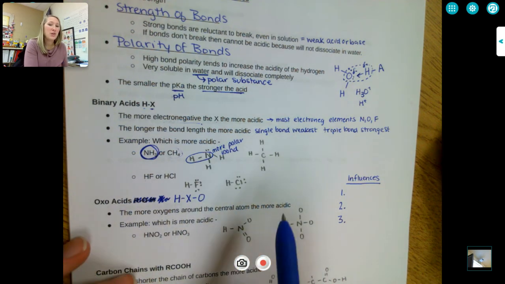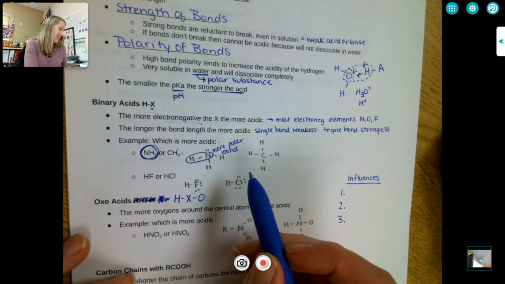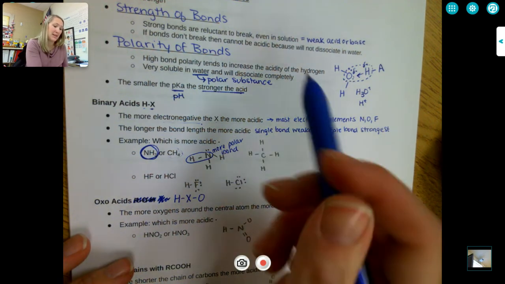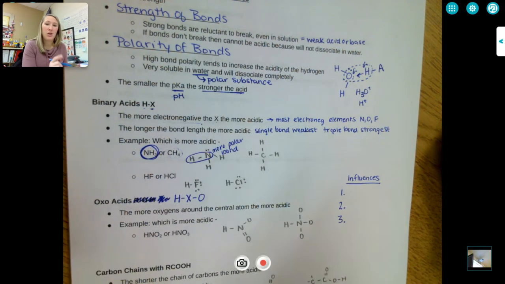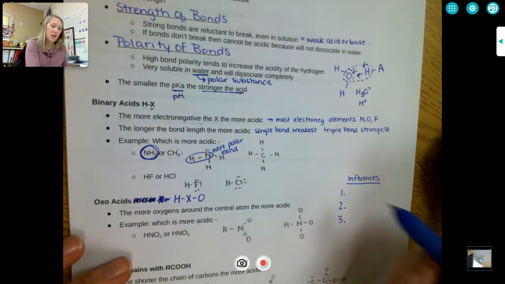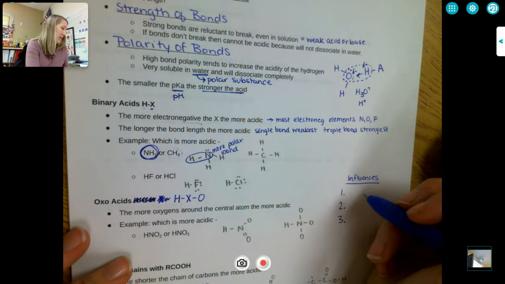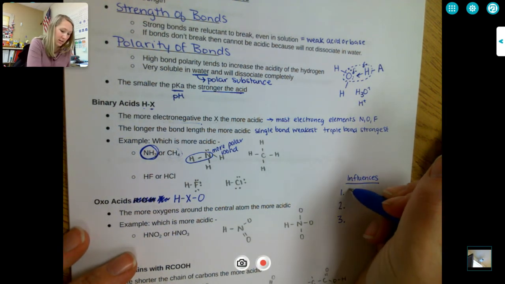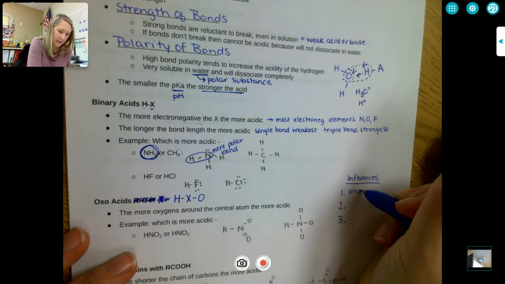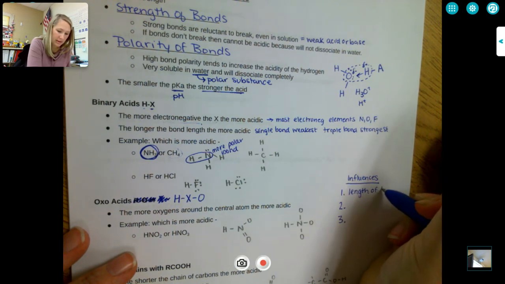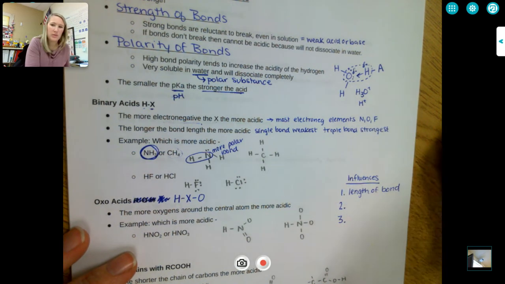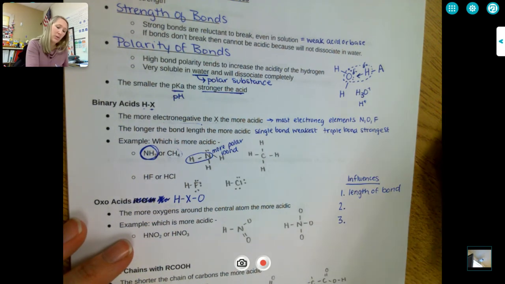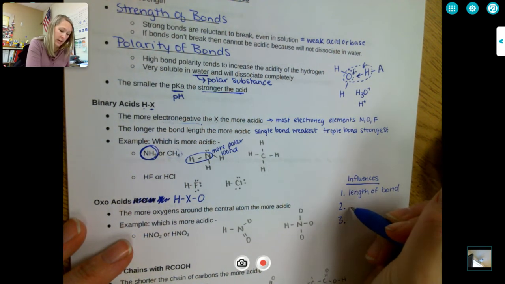But remember that first we looked at bond length. The bond length, or the strength of the bond, is going to have a bigger influence on the ability of the hydrogen to pop off than electronegativity. So for our rank of influences, the top influence is the length of bond, followed by the polarity of the bond.